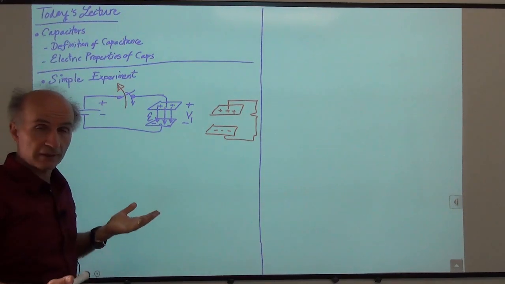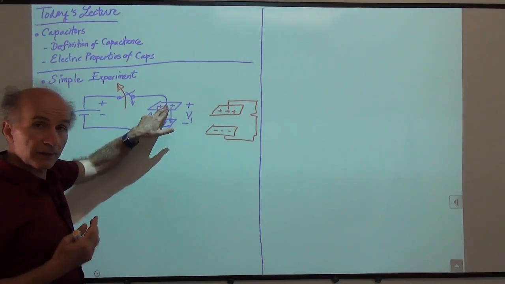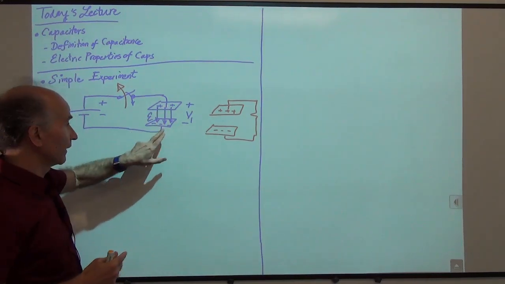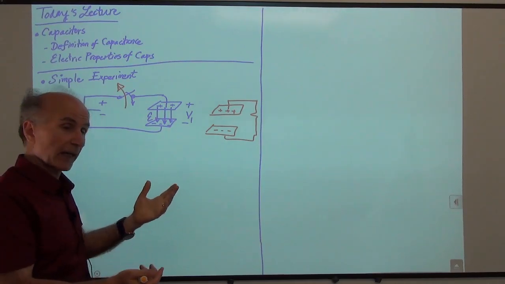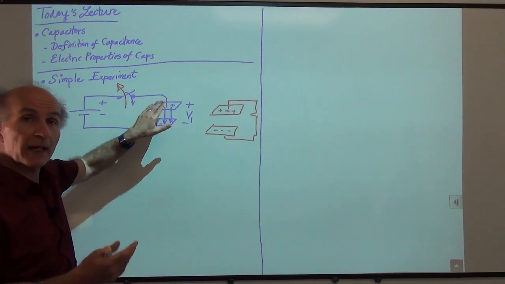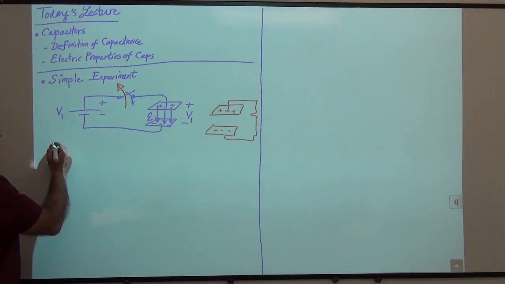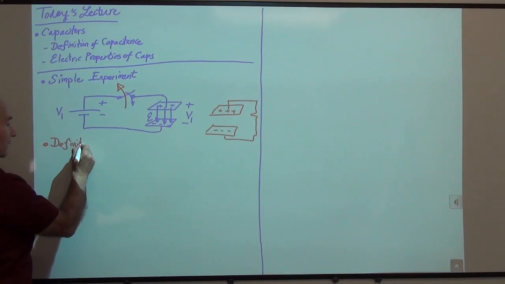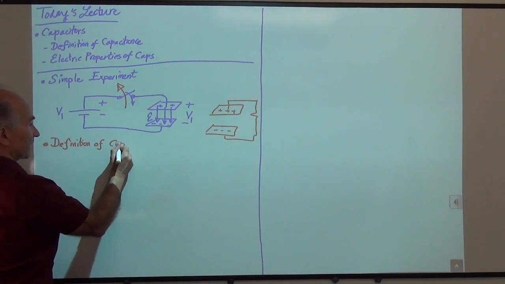So it's really charge conservation that requires that whatever charge we have on this plate, we also should have the negative of that on the other plate. These always go hand in hand. It's not possible to have charge on one plate and no charge on the other plate. Okay, so this brings us to the definition of capacitance.